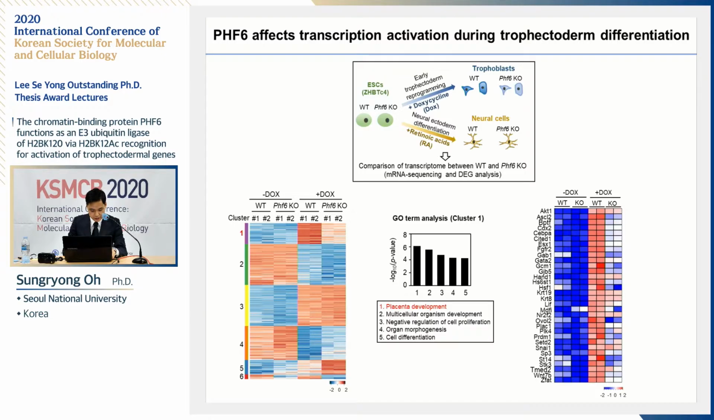When checking the biological process in these genes, I found that placenta development, which is differentiated from the trophectodermal lineage, belonged to the most significant biological process. Also, I confirmed that many trophectodermal marker genes were not sufficiently expressed in PHF6 knockout cells.